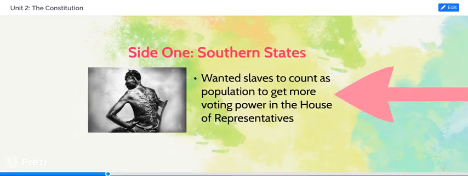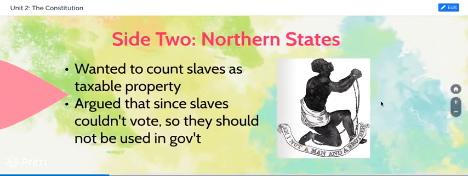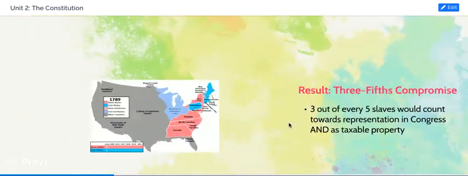to let them vote. Okay, side 2 is northern states, and they say, if you're going to treat them as property, we're going to tax them like the property. Okay, notice how neither side is saying to get rid of slavery. Fun facts. Okay, that's going to take them another 80 years to own up to that conversation. Okay, so they want slaves to count as taxable property, and they argue that since slaves can't vote, they should not be used to count as numbers in government. Okay, so that is the thing. We're going to do both things.